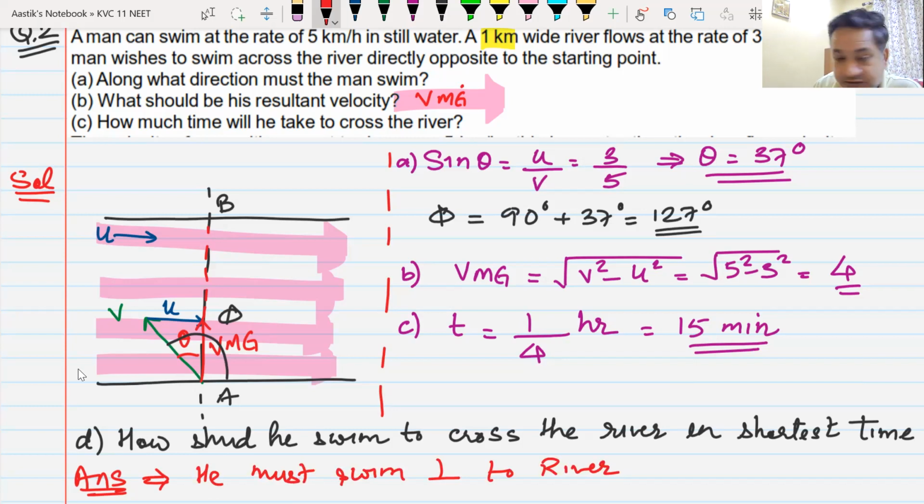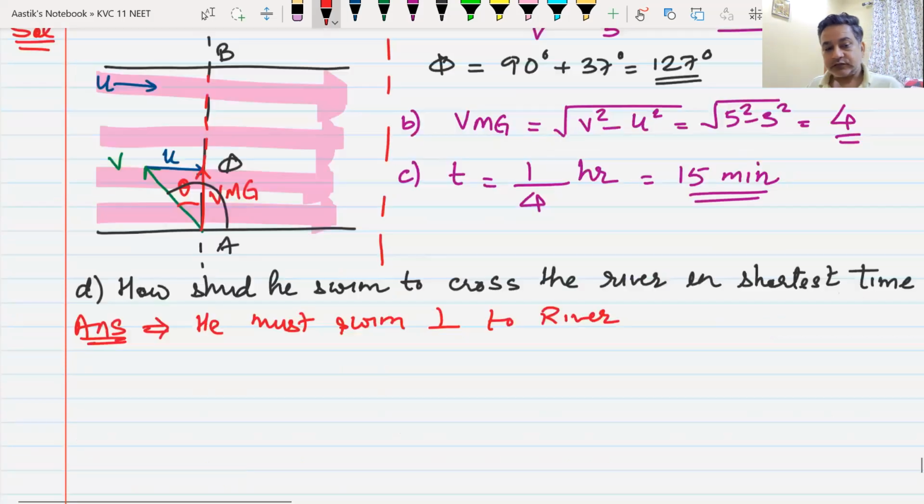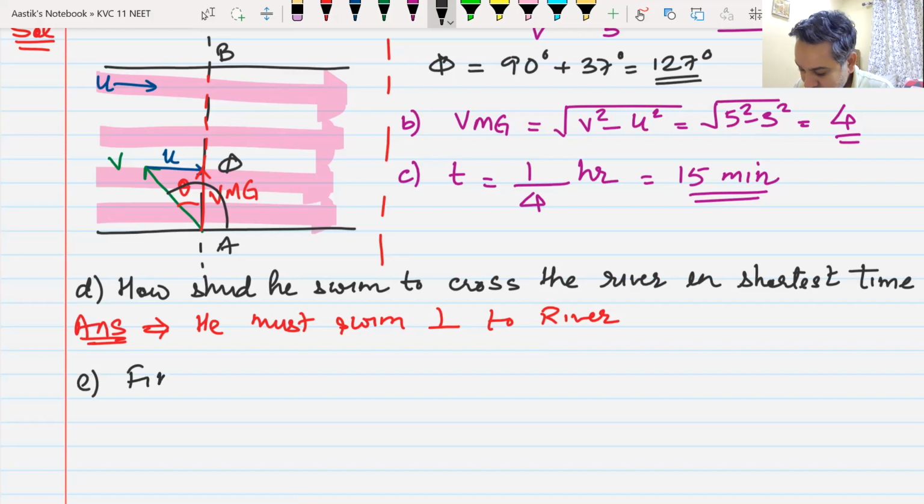Comes the next question. What is that shortest time? Find out the shortest time. Tell me what is the shortest time.